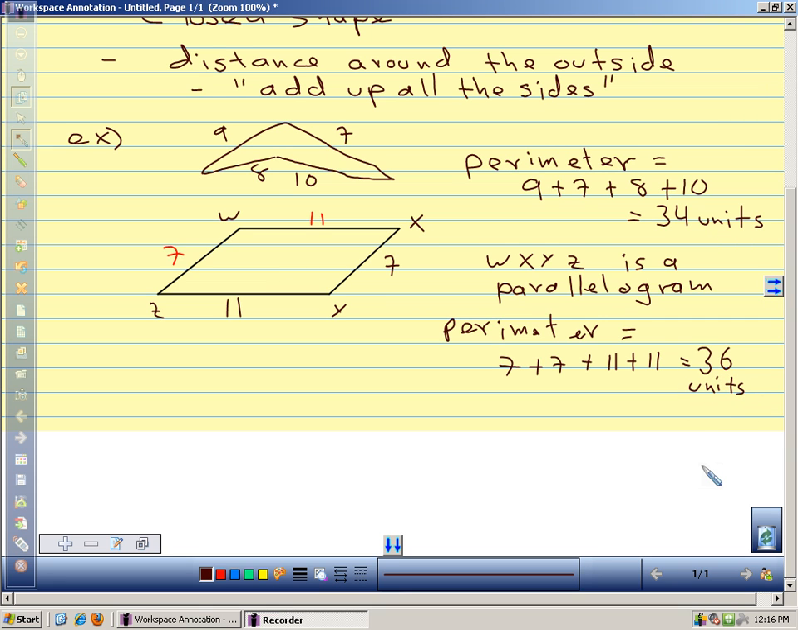So for some problems, they won't give us every side, and we'll have to figure out some of the missing sides using what we already know about shapes, about parallelograms, about squares, about rhombuses. So we'll have to figure out some of the information. Any questions about what we're doing here? All things that we've seen in one way or the other before. We're just kind of building a foundation for the rest of the chapter.